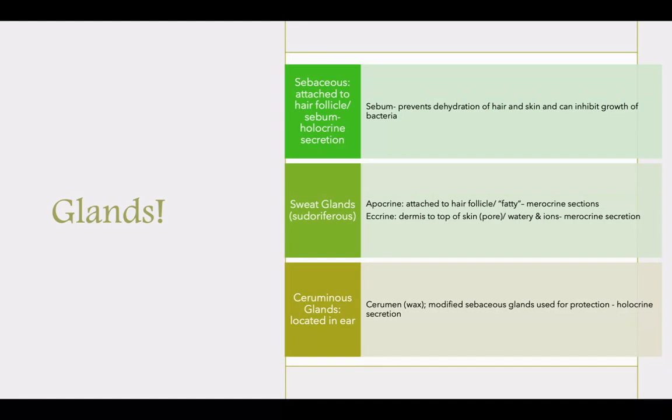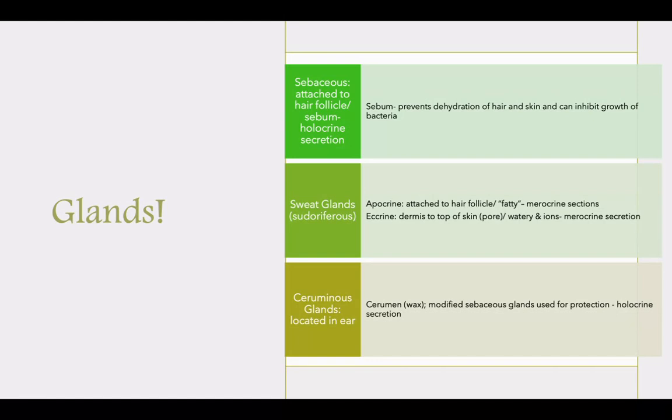Sweat glands, the proper name for which is sudoriferous. If you want to use that term, absolutely go for it; sweat glands is fine. There are two types of sweat glands in our body. We have apocrine and eccrine sweat glands.